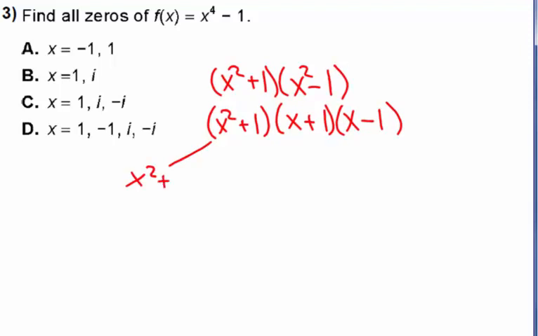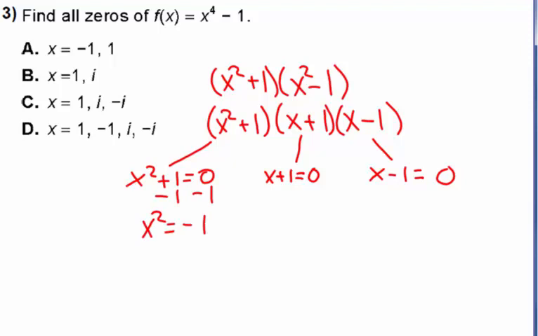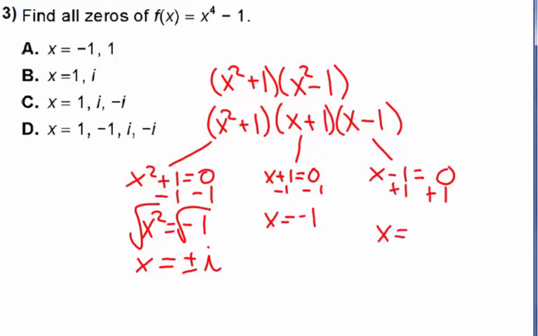So if we go ahead and solve the x squared plus 1, you subtract 1 from both sides. I'll get it all set up first. So we'll set all those to 0, subtract 1, and then we're going to have to take the square root of both sides. So the square root of -1 is i, so we have x equals plus and minus i. With x plus 1, we just got to subtract 1, we get x equals -1. And then we'd have to add 1, and we get x equals positive 1. So we found all 4 roots, 2 of them are real, 2 are imaginary, so the answer is D.